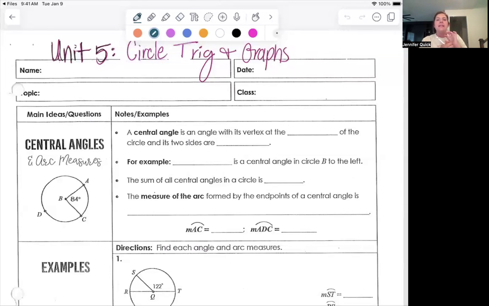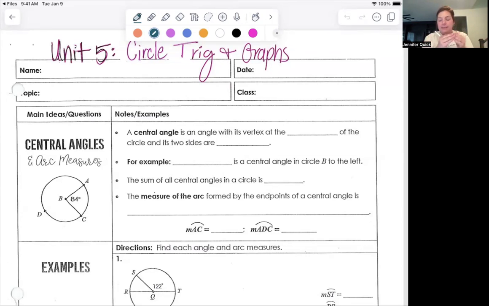It's not a big unit, but it definitely is all brand new for most of us, I would say. There might be some similar things that maybe you saw a little bit in math 2, but I don't really think that they go over circles in math 2. So this is all very, very new. So let's go ahead and dive in.